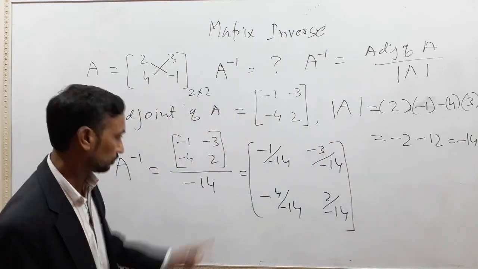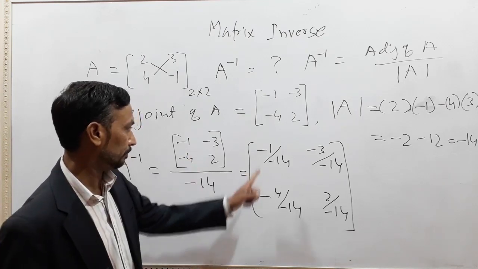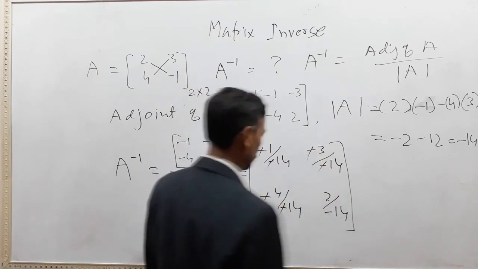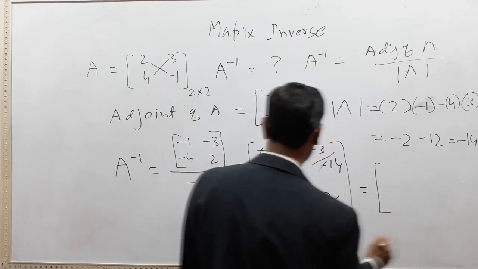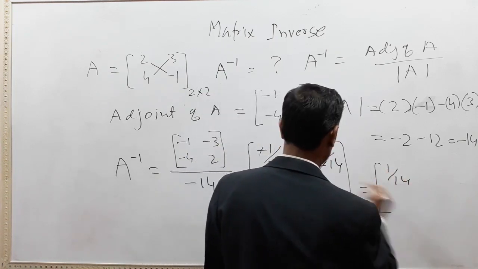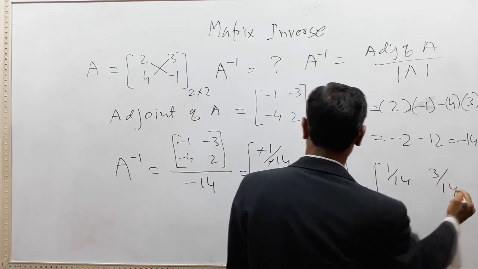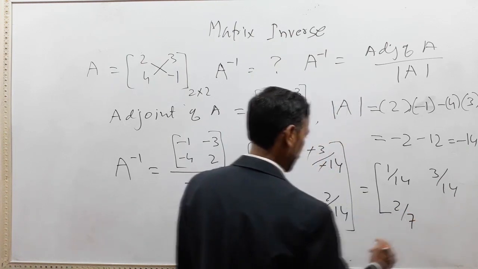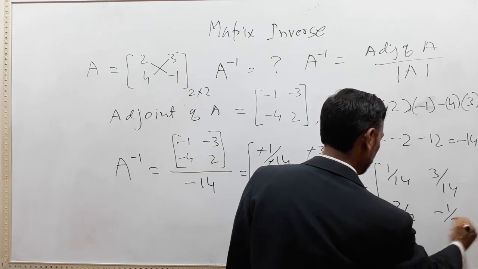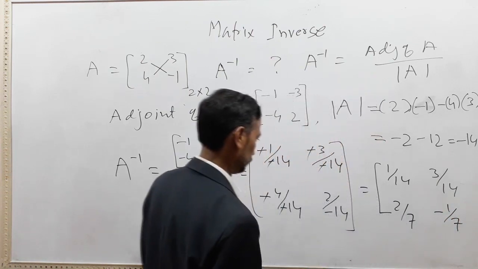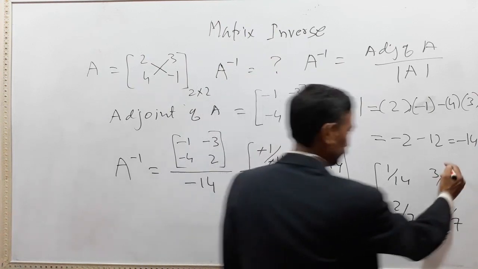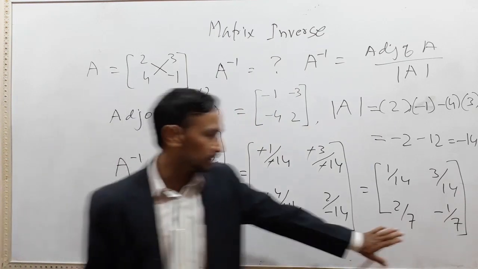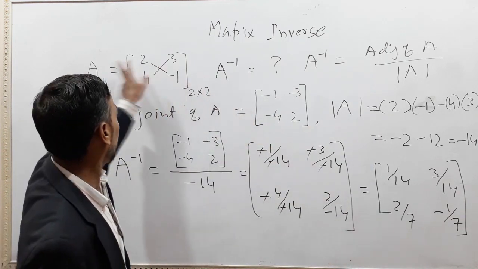Clear? Now minus and minus cancel, so the result will be simply 1 over 14, 3 over 14, 2 over 7, and minus 1 over 7. Yes, this is the result. This is the inverse of A.